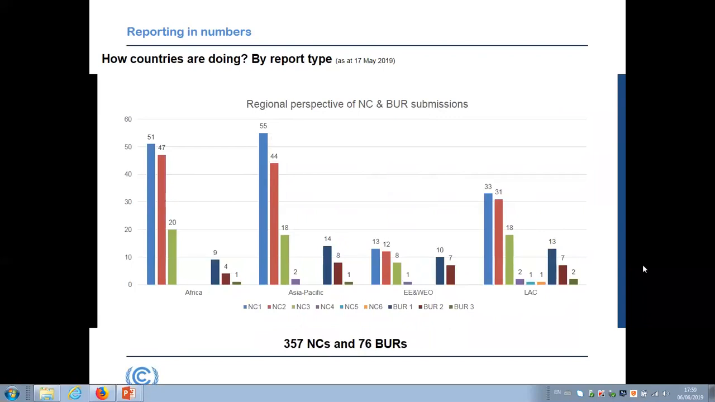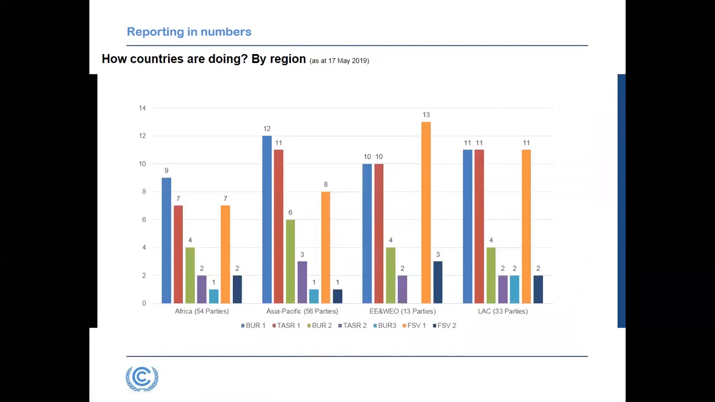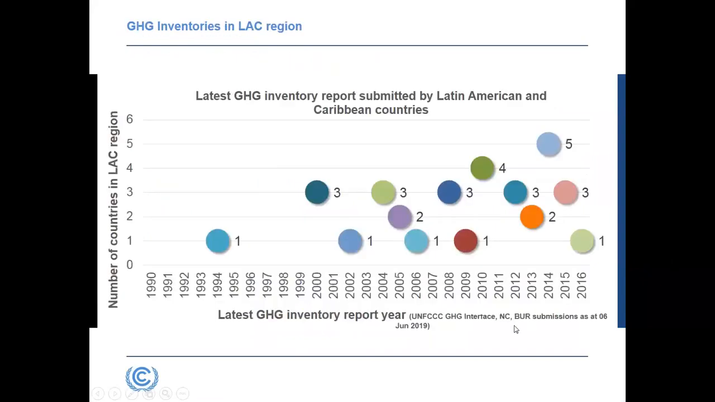We can go to the next one. I just highlight the performance of the LAC region for the NATCOM, National Communication, and for the BUR. The present graph shows mainly information on BUR and CSRR, and FSV also. Once again, the LAC region is performing very well, but we still have a lot of effort to do in terms of BUR.